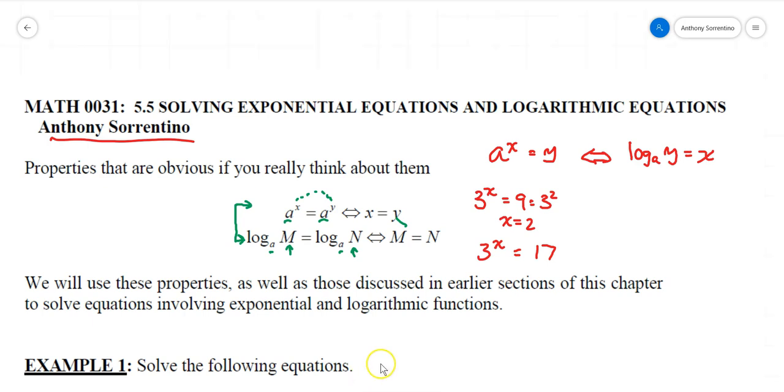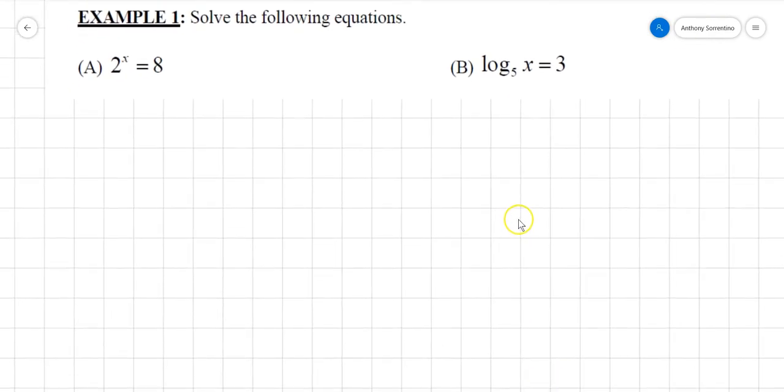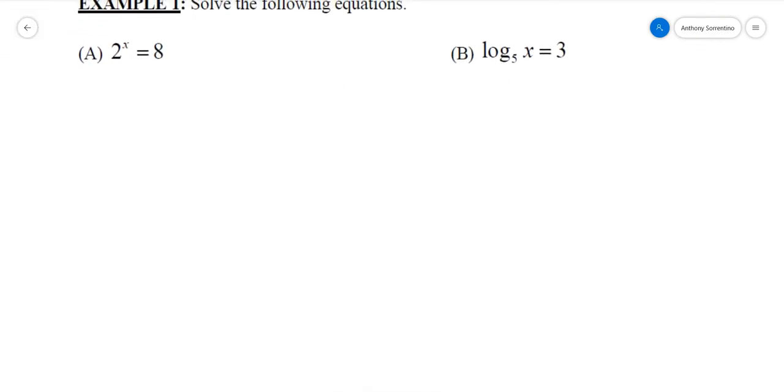So let's move on to the first example. These first ones are not extraordinarily difficult. A is pretty easy. B, not too much more difficult as long as you rewrite it correctly. And when we get to C, a little bit more problematic, but you'll see in the end, not too bad.